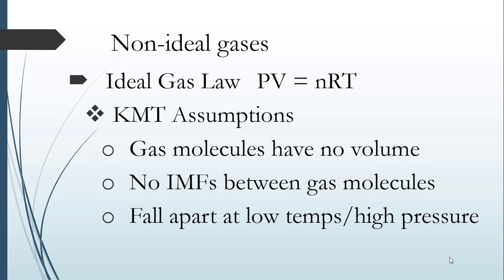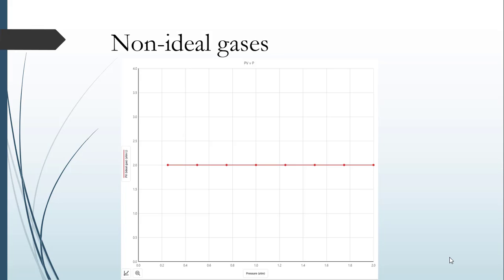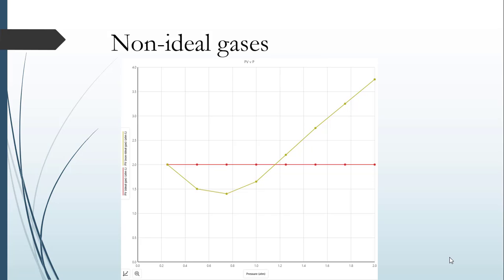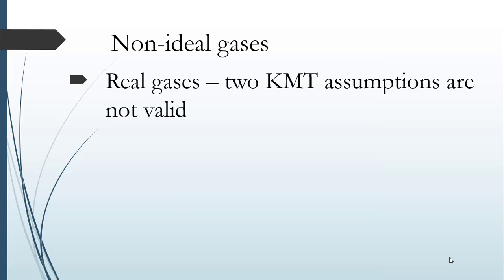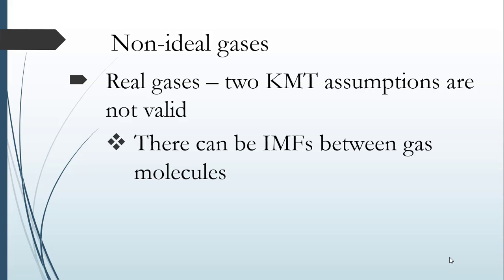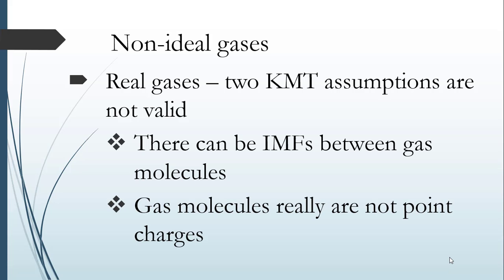temperatures and high pressures. If you graph the pressure times volume versus the pressure, for an ideal gas, you should get a straight line. If you take a real gas and do the same type of graph, you get something that looks like this. Why the difference? Well, it turns out that the two assumptions really aren't valid. There can be intermolecular forces between gas molecules, and gas molecules really are not point charges.